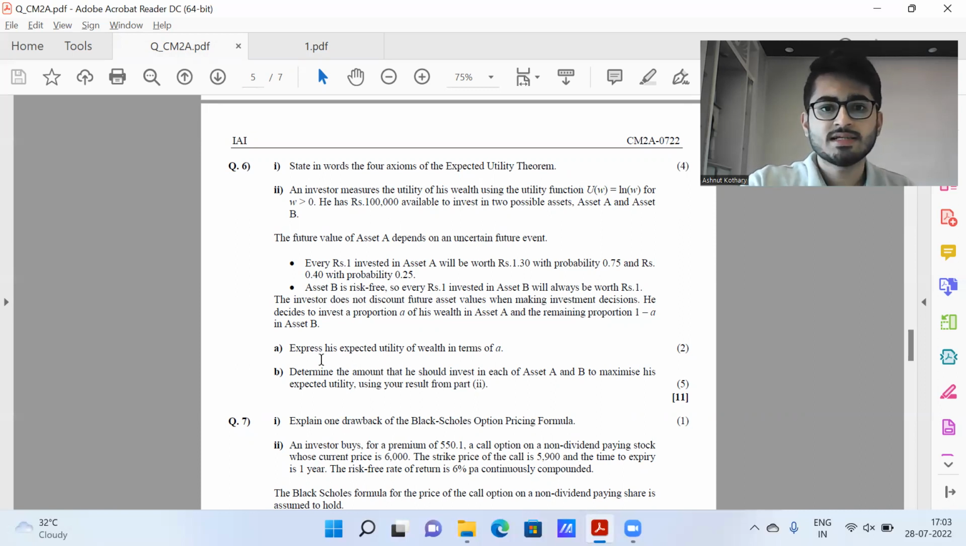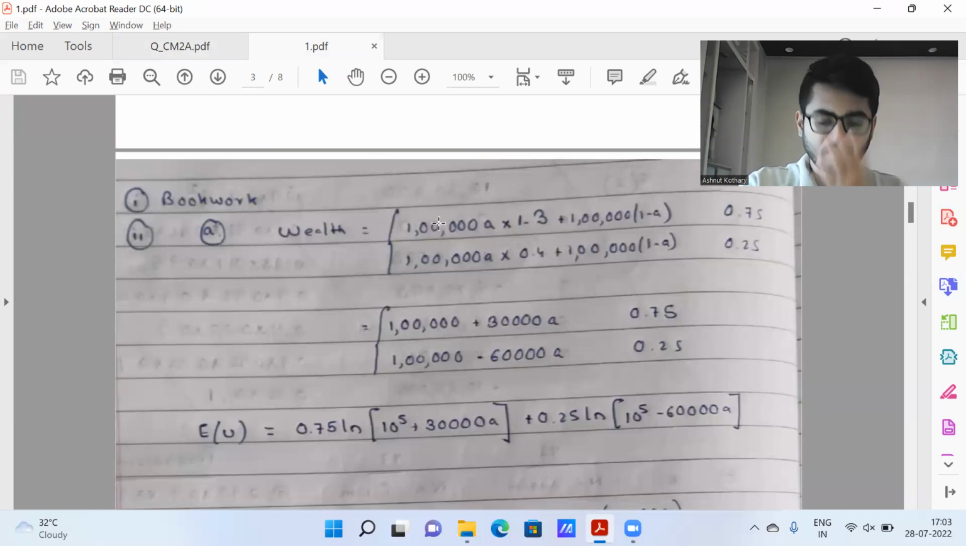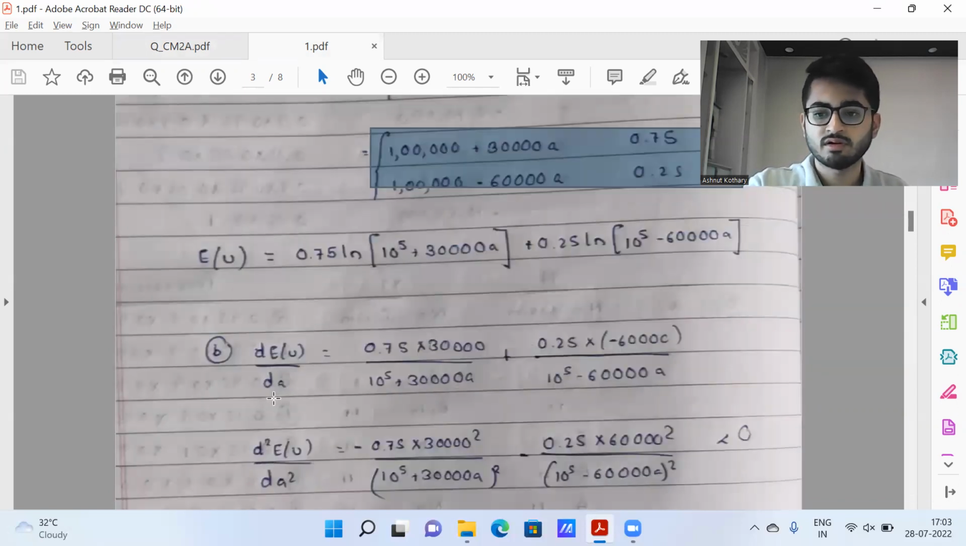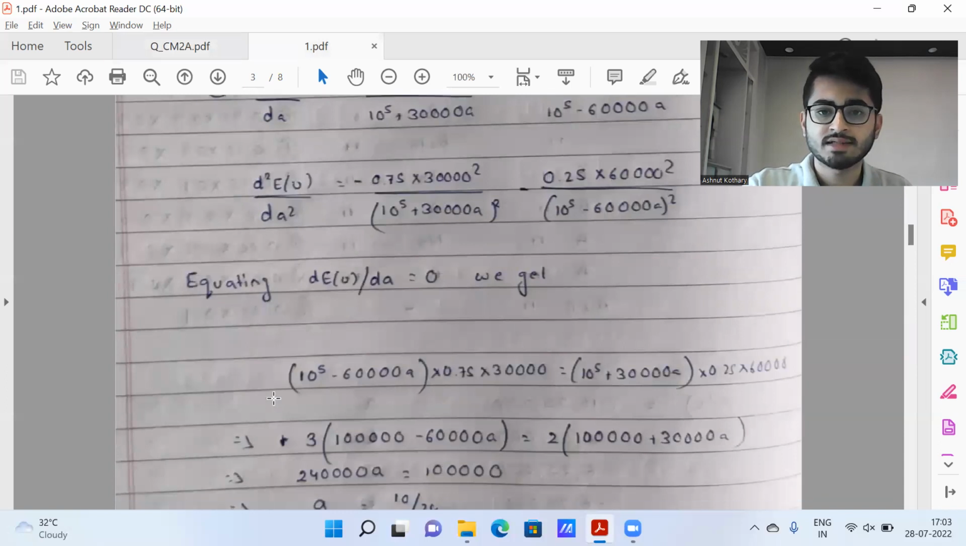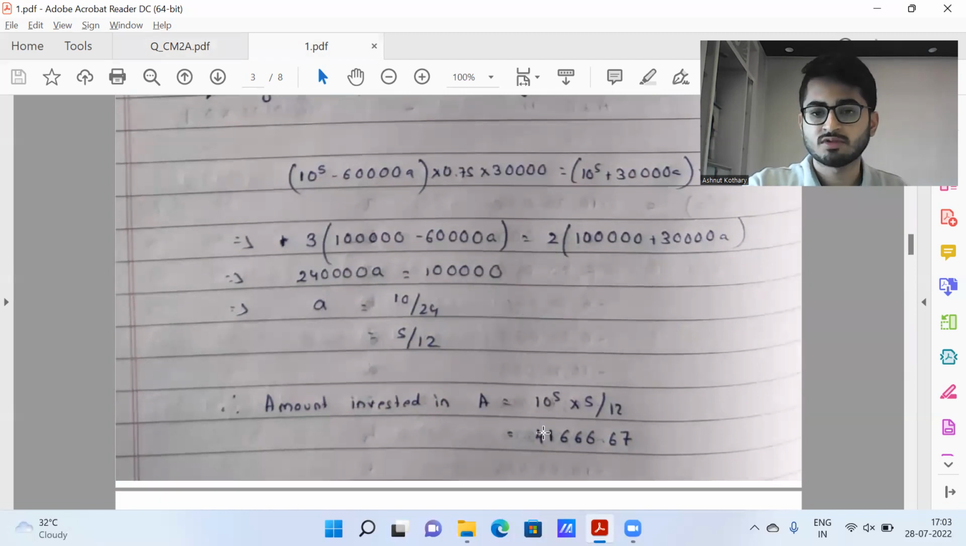Part 2, express his expected utility of wealth in terms of A, and part 3, determine the amount. Again, nothing difficult, a fairly typical type of question we get from a utility theory question. I have denoted the wealth, and this is the expression, and finally the utility. In the next part, we need to differentiate with respect to A. On solving this, what I'm getting is A to be 5 by 12, and this is the proportion invested. Therefore, the amount invested in A is 5 by 12 into 10 to the power 5, which is 1 lakh, which comes out to be 41,666.67.